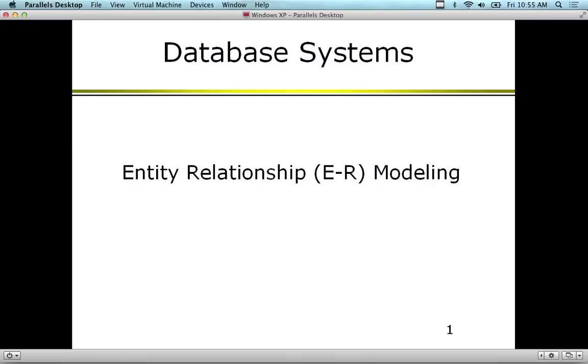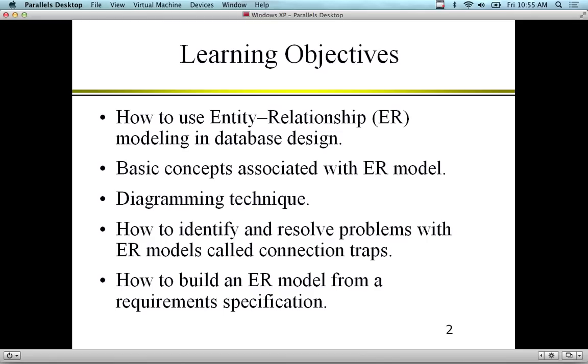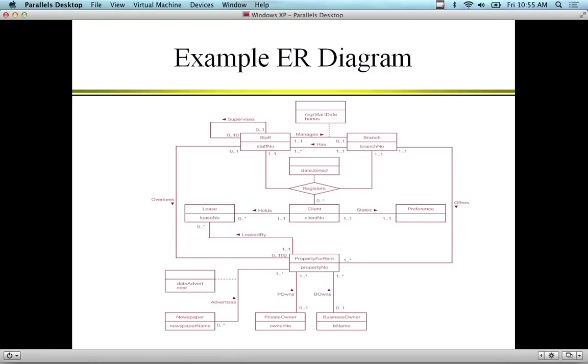All right, and here's the material that's going to relate to it. Entity relationship modeling. So what we're going to look at here is the concept of the modeling that's going to be used for our database design. We're going to look at diagramming techniques, identifying and resolving problems in the diagrams, and then how to build the diagrams themselves. So this is what the diagram looks like, actually. This is the diagram that I'm going to build in pieces throughout this lecture, by the way, as well.